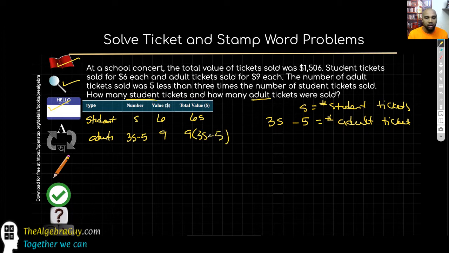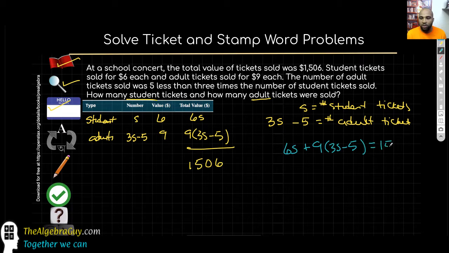So how much does this totally cost? Well, $1,506. So if I'm writing an equation to figure out this, I'm going to do it just like I did the other problems. And I'm going to say 6S right here plus this 9 times 3S minus 5 is going to be equal to 1506.